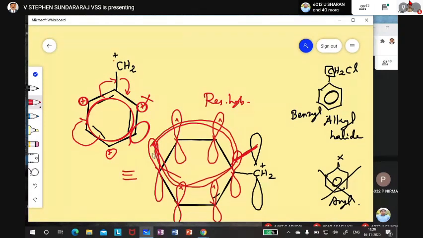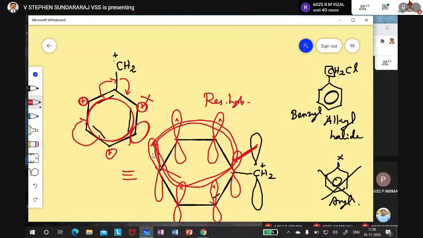The previous allyl halide had only 2 structures. In resonance, one of the important sub-postulates is this: the more the number of resonating structures, the more the stability. If one structure has 5 resonating structures, another has 4, and another has 3, the one with 5 will be the most stable, less with 4, again less with 3. Remember that.